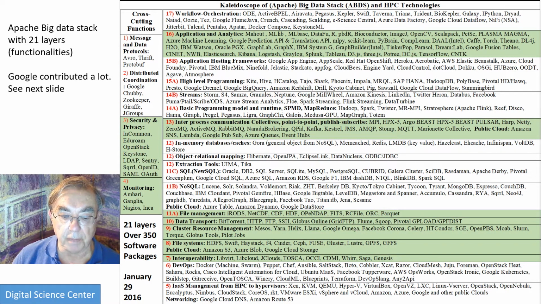Then from the bottom up, we have all these interesting things: infrastructure as a service, DevOps, interoperability, file systems, resource management, data transfer, file management, NoSQL, SQL or NewSQL. Notice these are all part of layer 11. We start off with file management, which is pretty traditional in the science area, and where iRODS is part of the best known system. And then we have the more common commercial NoSQL and SQL systems. We have extraction tools, level 12. Object relational mapping, MapReduce, in-memory caching.